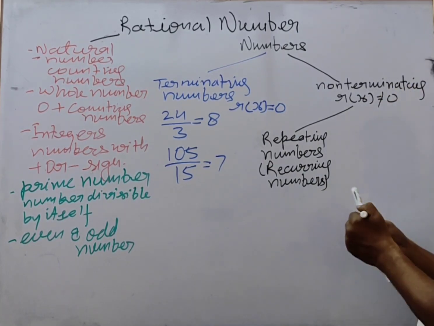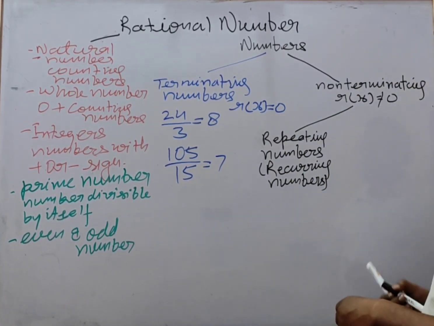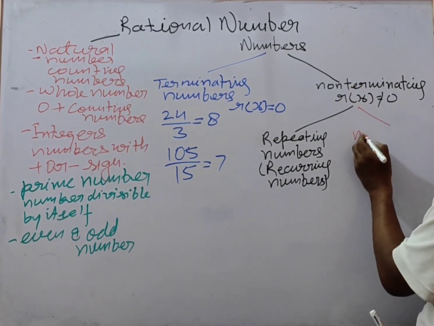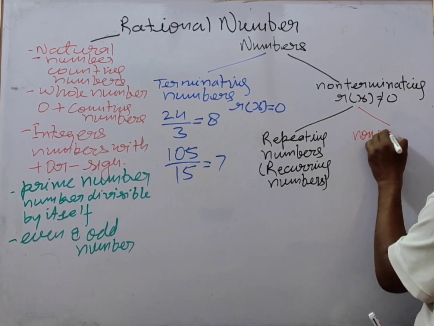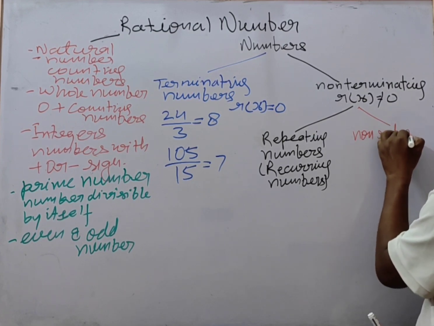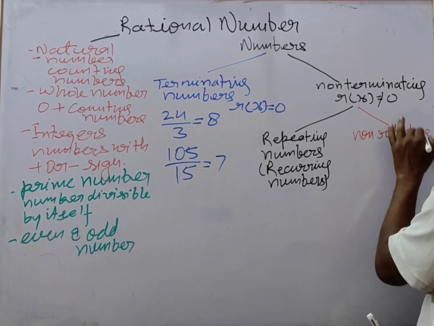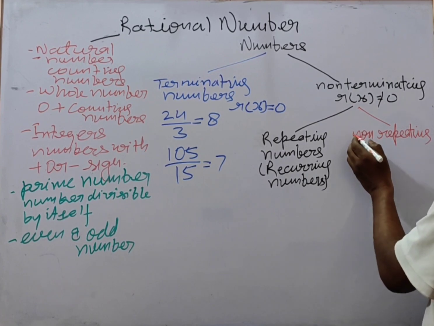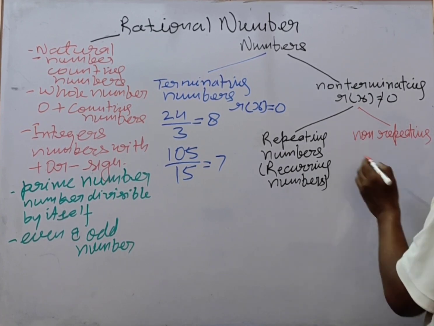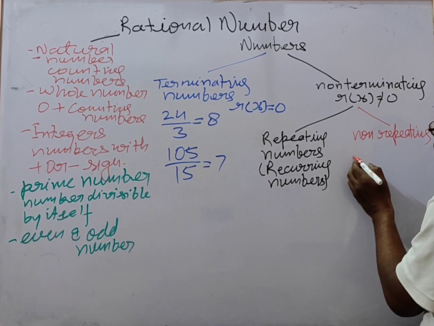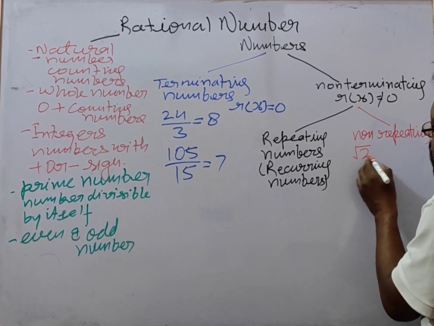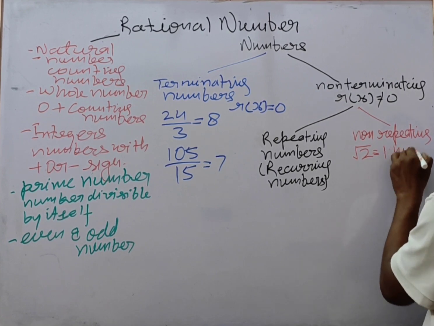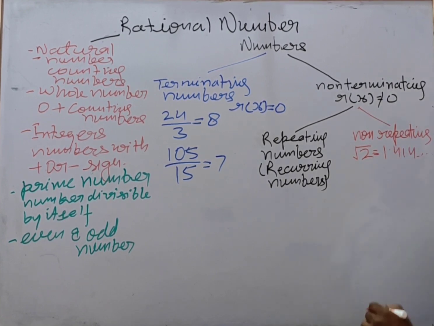And after that we have non-terminating and non-repeating. It means they are neither terminating nor repeating, right? If you find the value of root 2, it is non-terminating, 1.414 and keeps on going, right?